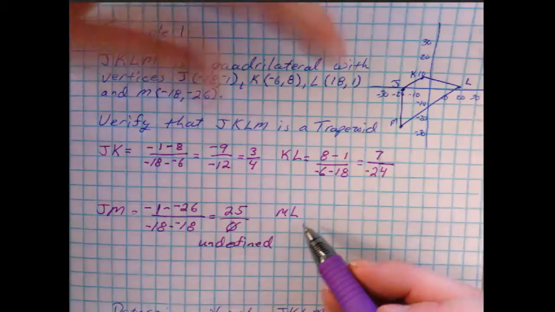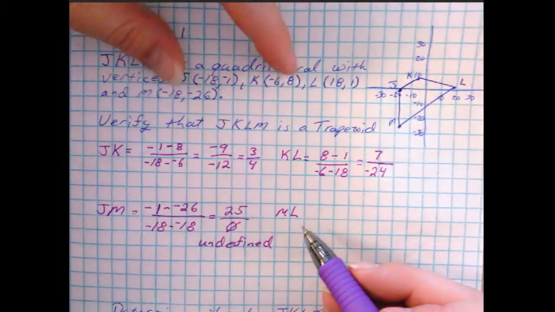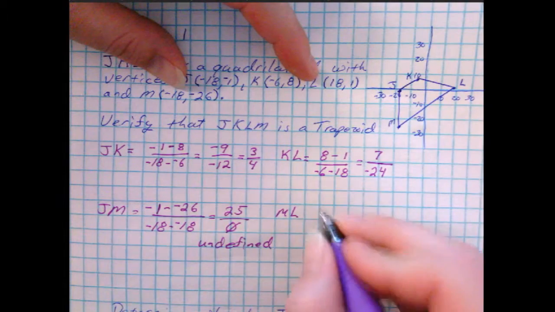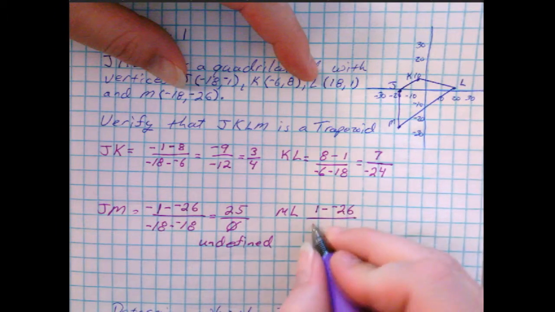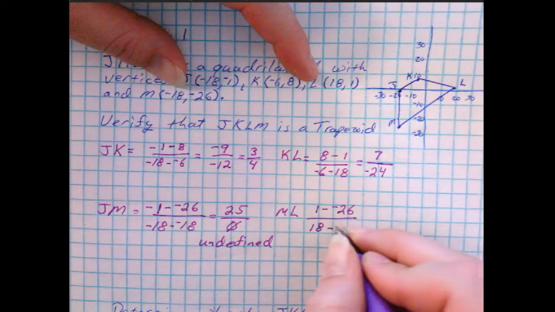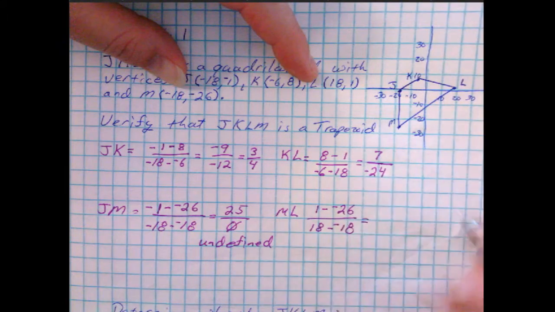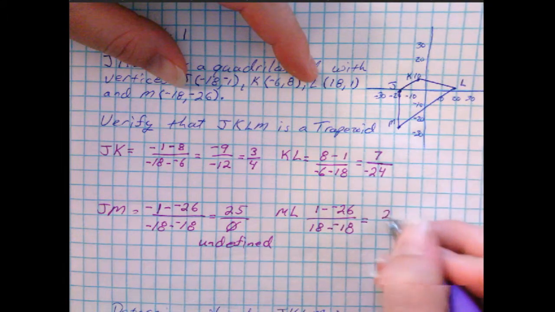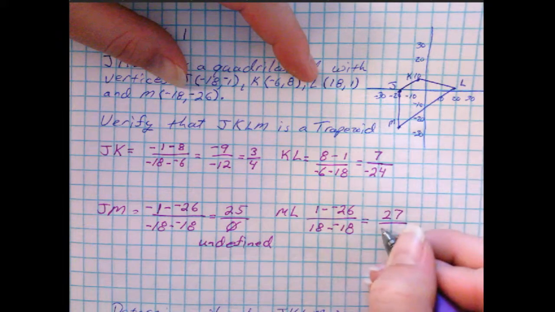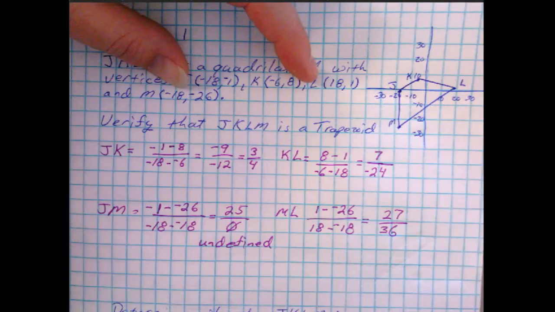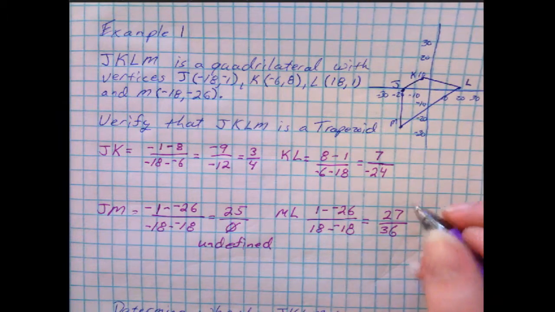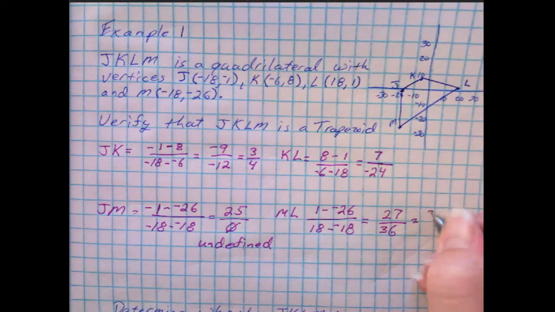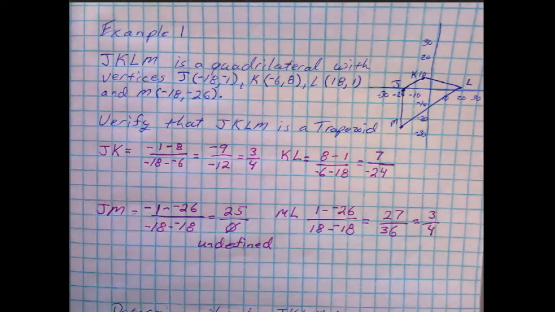So then our last one is ML. We're going from M to L. So our y's are first, 1 minus a negative 26, over our x's, 18 minus a negative 18. We end up with 27 over 36. For our 27 over 36, we're just going to simplify that down, and we actually should get 3/4. 9 goes into both of those.